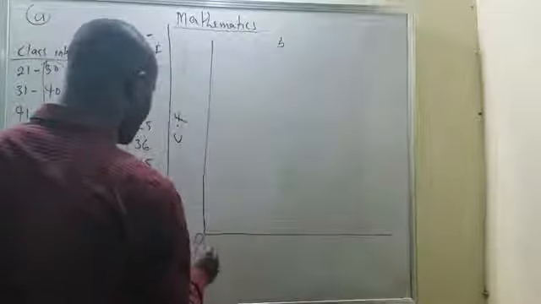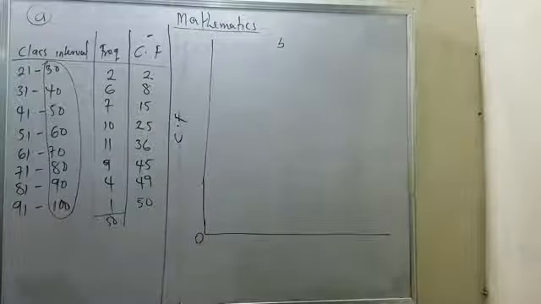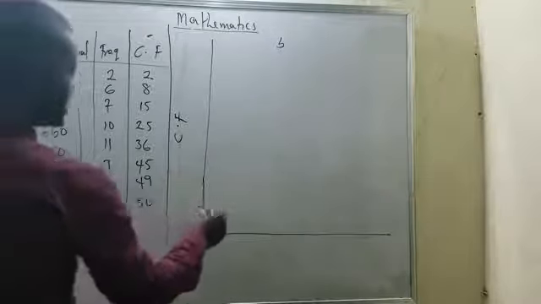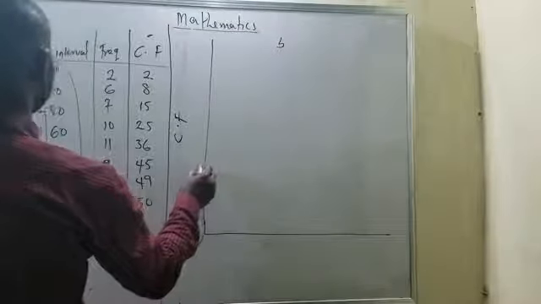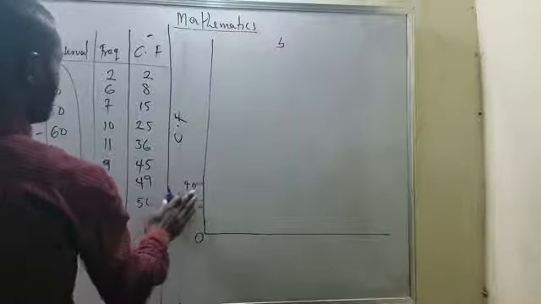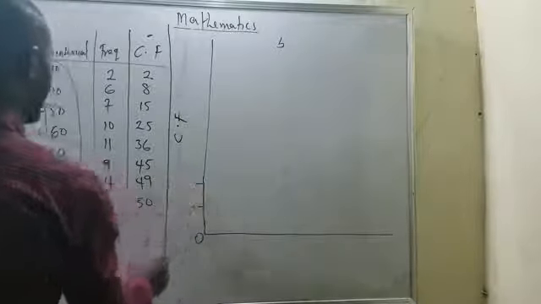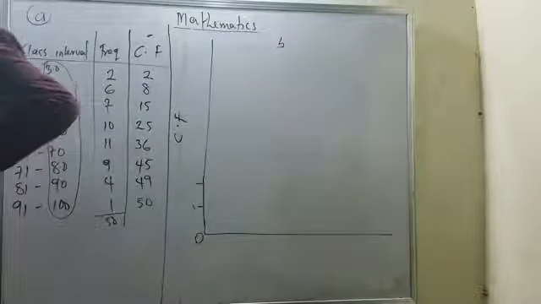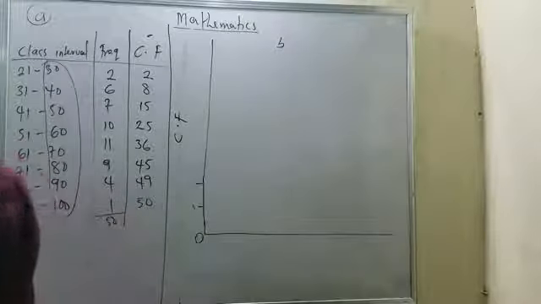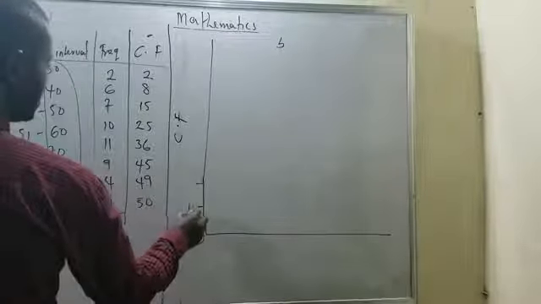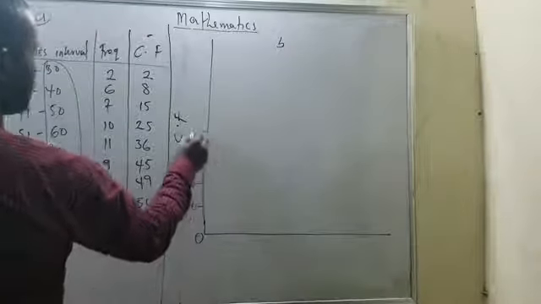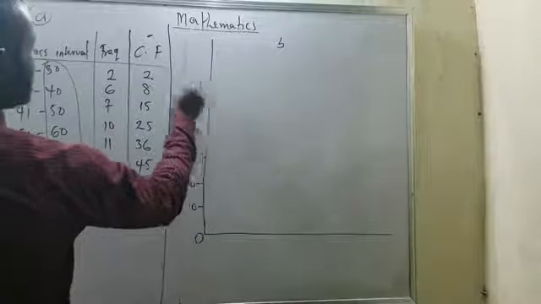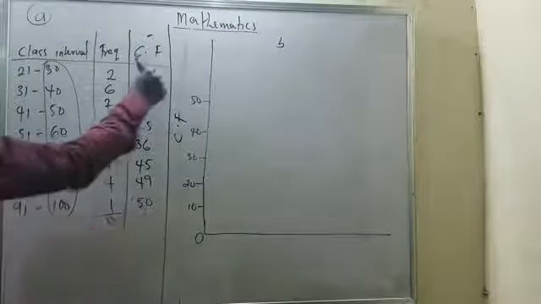Now, this will be my origin, which is my O. I will now move along by having 30 first, then 40. Now, this is cumulative frequency. The highest is 50. Let me make it in tens: 10, 20, 30, 40, and 50. It means 50 is the highest, lowest is 10.